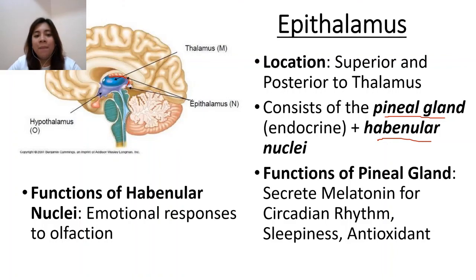Next, you have your habenular nuclei, which is for emotional responses to olfaction. So what does this mean? Ang function ni habenular nuclei links smells and certain scents with certain memories, which is why even if you just smell something vaguely from your childhood, you'd remember a certain memory.